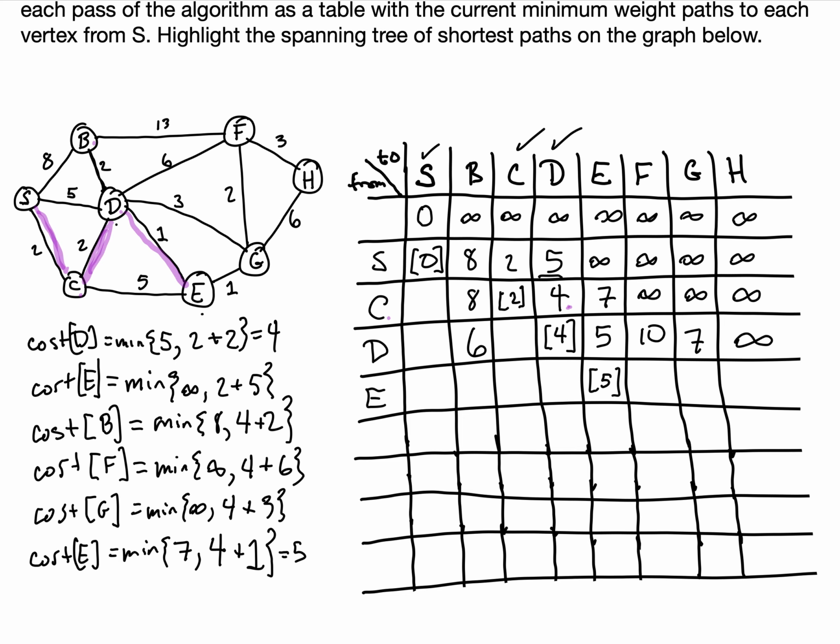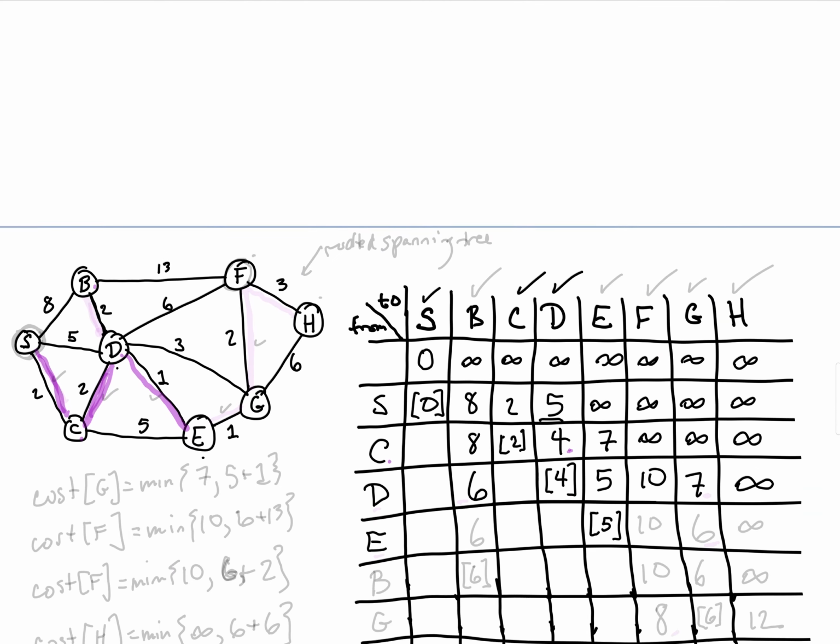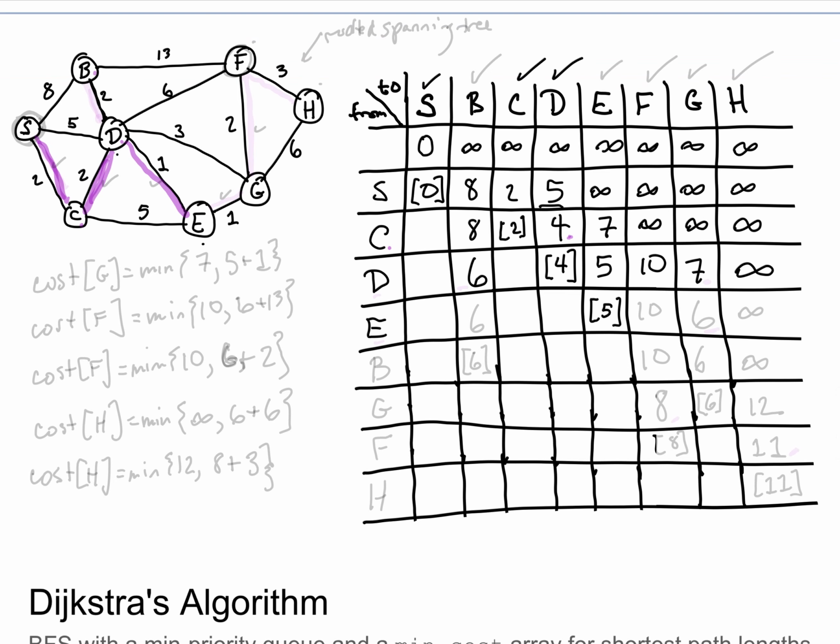So processing E, looking at all of its neighbors. E has only one unvisited neighbor, and that's G. So let's look at the cost of G, and that's going to be the minimum of the previous cost of G, which was 7, and the cost up to E so far, which was 5, plus the weight of the edge from E to G, which is 1. So we've got the minimum of 7 and 6, which is 6 for G. E has no other unvisited neighbors, so the other costs will not be updated. They'll just stay the same. And now we have processed the vertex E.